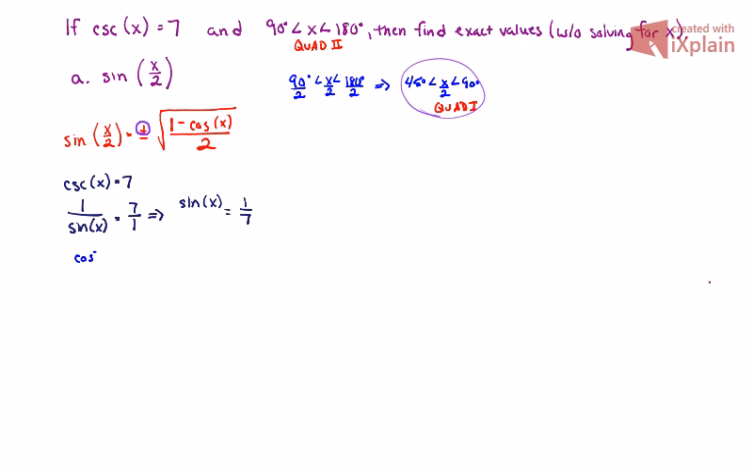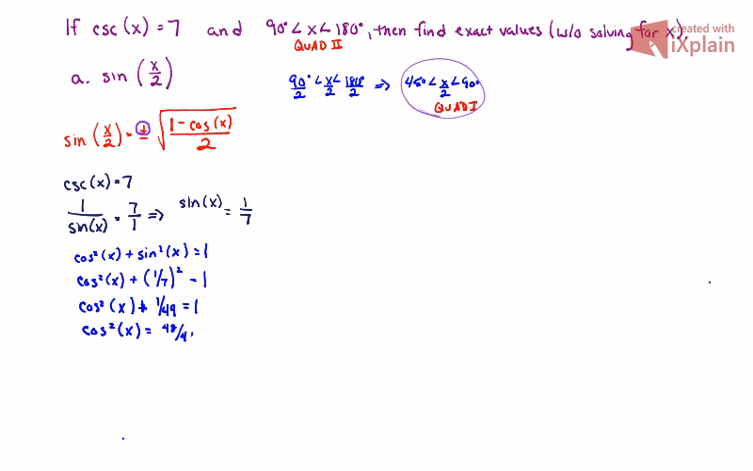Recall that the cosine squared of x plus the sine squared of x is equal to 1. If we drop that in, we'll have 1/7 squared instead of the sine squared of x. We'll go ahead and evaluate, and that's going to give me cosine squared of x plus 1 over 49 is equal to 1. We want to start getting the cosine of x alone, so we'll have the cosine squared of x is equal to 48 divided by 49.